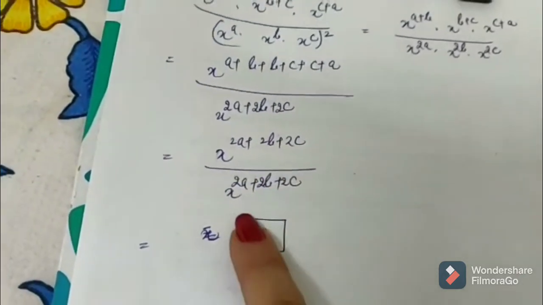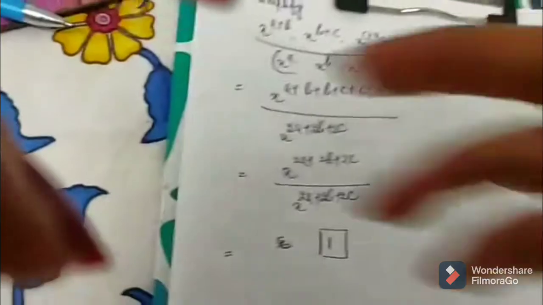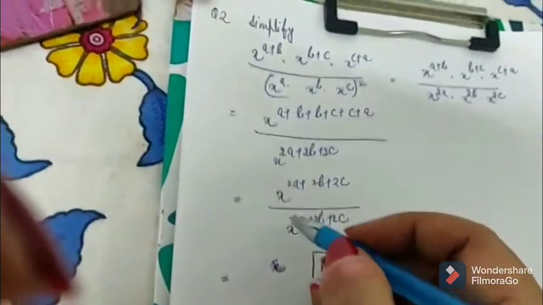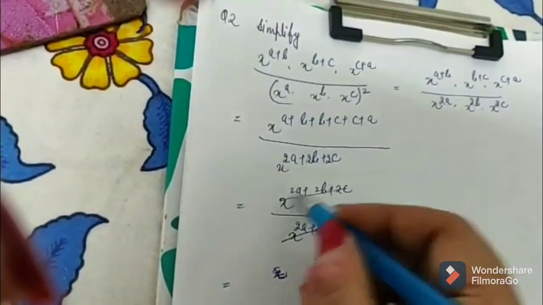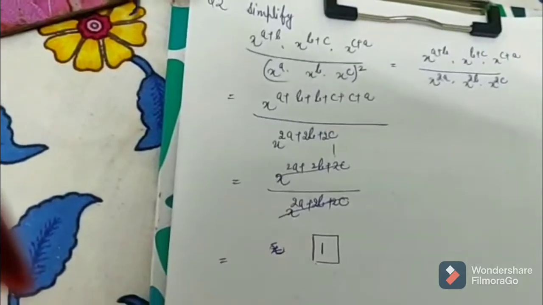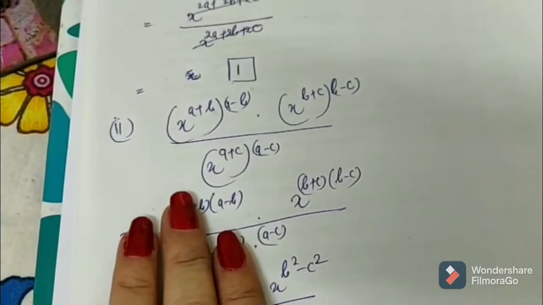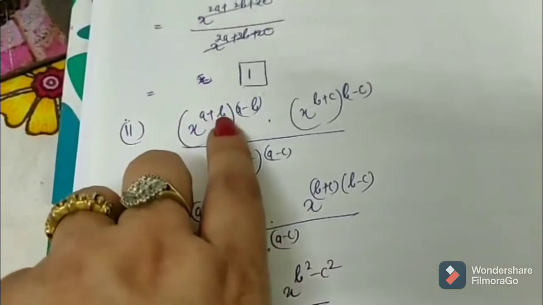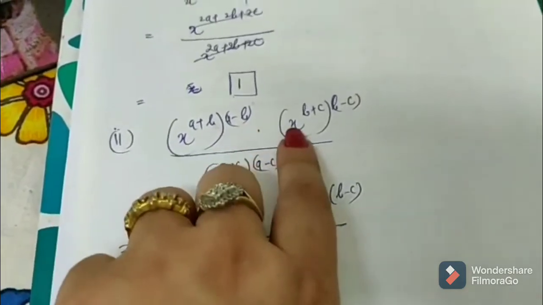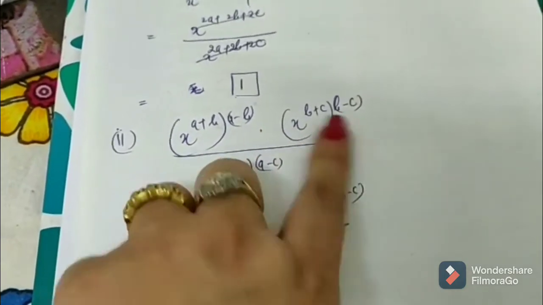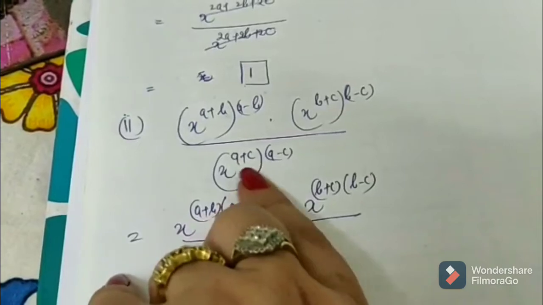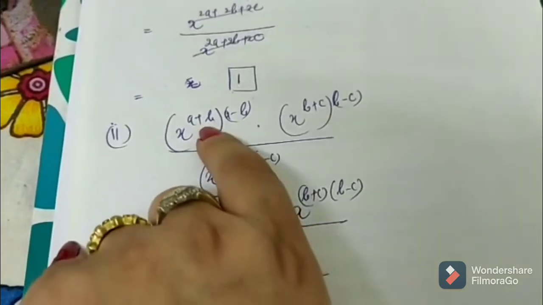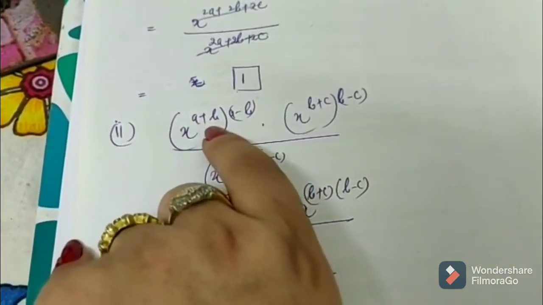Otherwise, simply this is, you can write it down, you can cut it and show that this is equal to 1. Am I clear? Now one more example, that is x raised to power a plus b into a minus b, into x raised to power b plus c into b minus c, divided by x raised to power a plus c into a minus c. Now this we are using the identity a plus b.